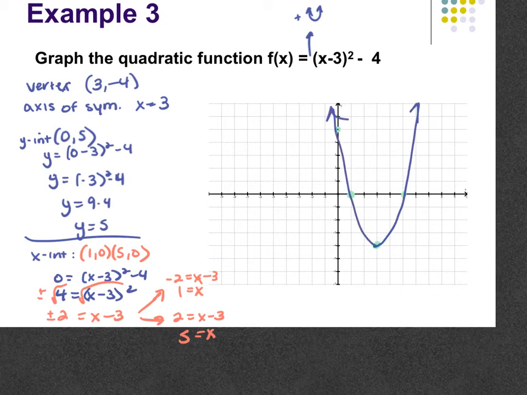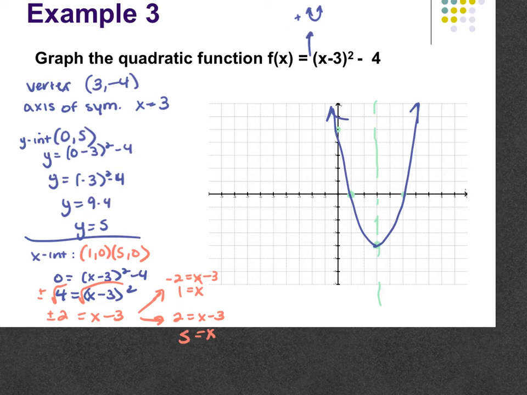All right, so hopefully you got something like this. Well, not something like this, but pretty much this. Okay, your vertex, first of all, it points up because it's positive. Your vertex is at +3, -4, which means your axis of symmetry is at x equals 3. Your y-intercept, if you plug 0 in for x, you should have gotten 5. And your x-intercepts, if you plug 0 in for y, you should get 1 and 5.